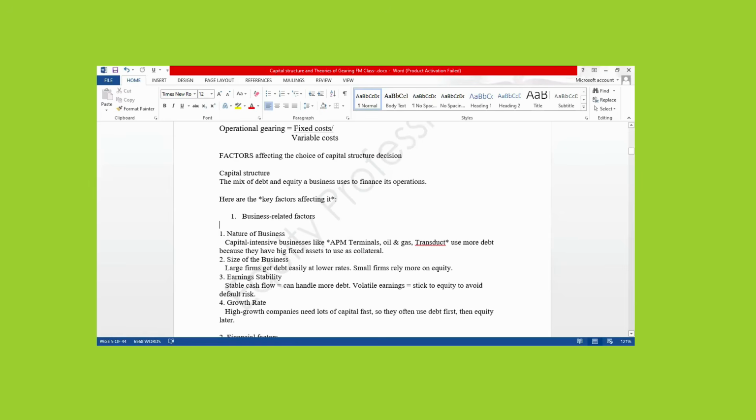But businesses with volatile earnings, unpredictable earnings, such businesses will stick to equity finance. Earnings that cannot be predicted. Such businesses will rely on equity finance. So in other words, earnings stability can affect the choice of capital structure.